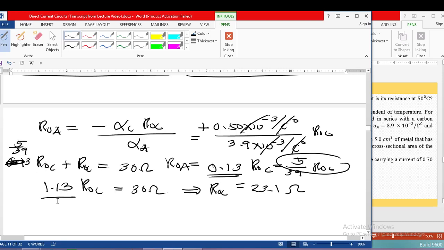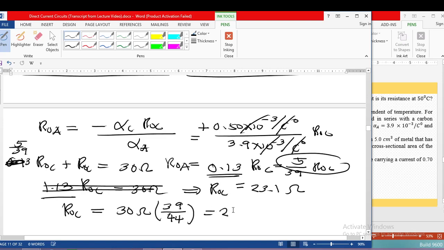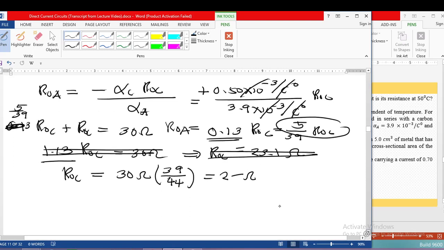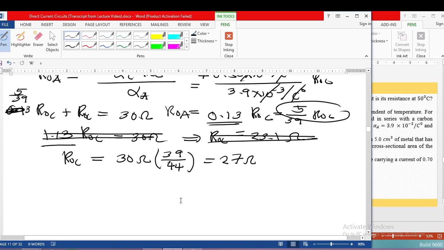So that is equal to, I will just erase this one. So R sub naught C will now become 30 ohms times 39 over 44. Okay, so the answer is 27 ohms. Take a look at the difference. So it is more accurate if you do not approximate to decimal, because you cannot get the accurate number.